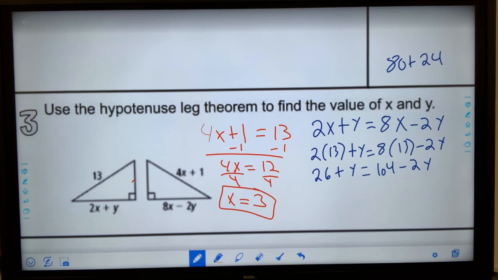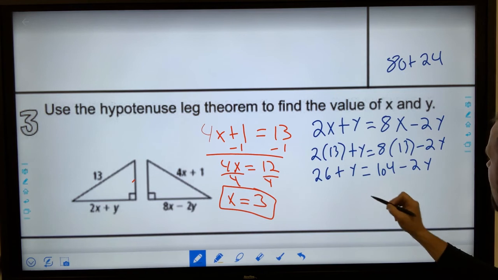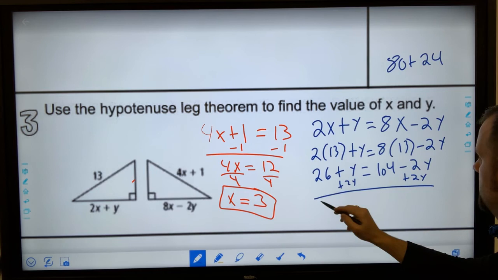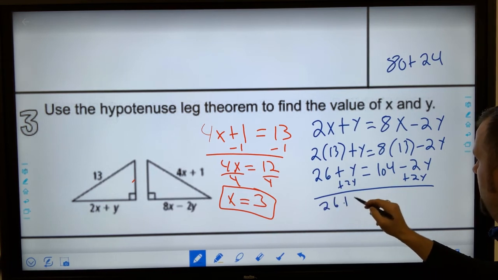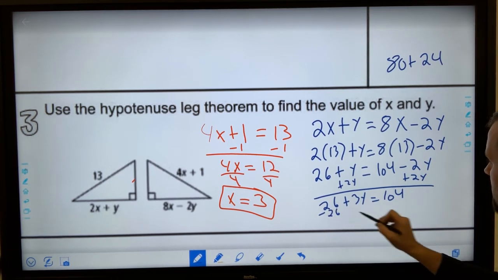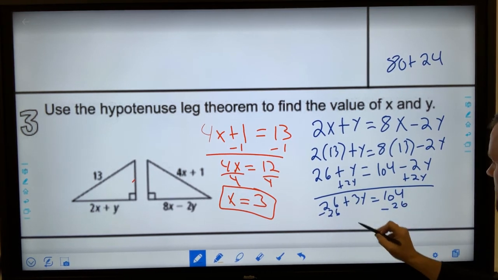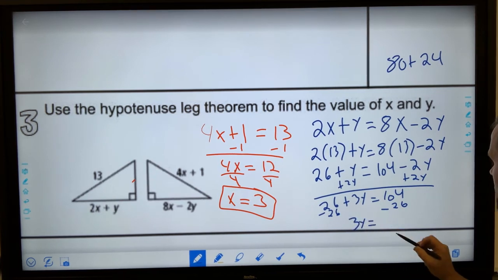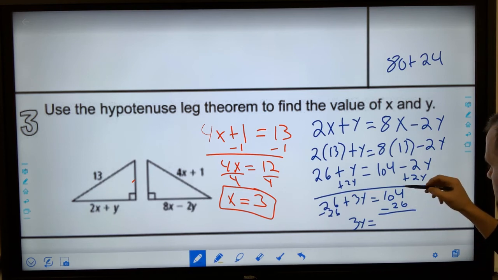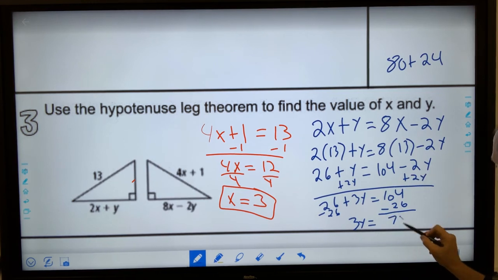Okay, so now all I got to do is solve for the y here. So right now, I'm going to add 2y on both sides. So that's going to give me 26 plus 3y equals 104. I'm going to subtract 26 on both sides. So that's going to leave me with 3y equals, if I subtract this, it should be 78. And then I'm going to divide by 3 on both sides.